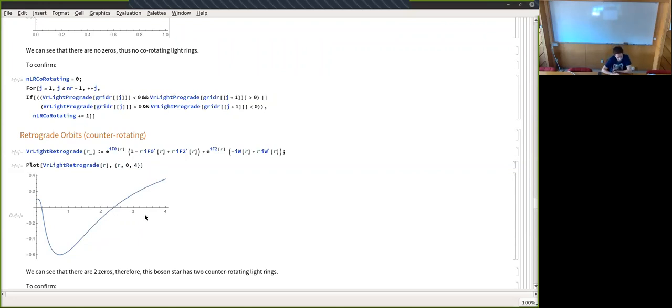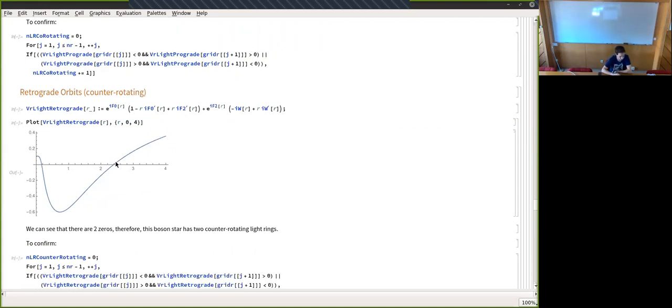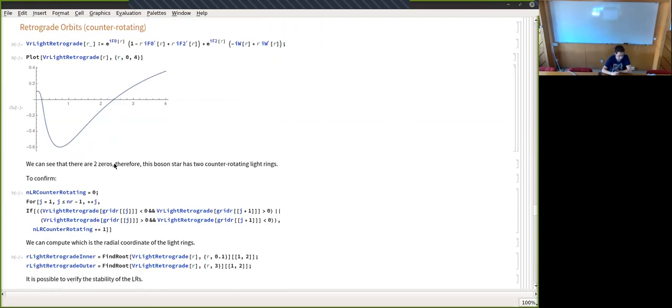So for the co-rotating case, we do the same. As you can see now, there are two zeros. So we have two light rings, two counter-rotating light rings. This is also interesting, given the result that Pedro Cunha, Herdeiro and Radu obtained, that for a boson star there will always be a pair of light rings if the boson star can have light rings. So it's either 0 or 2. And here we see that.